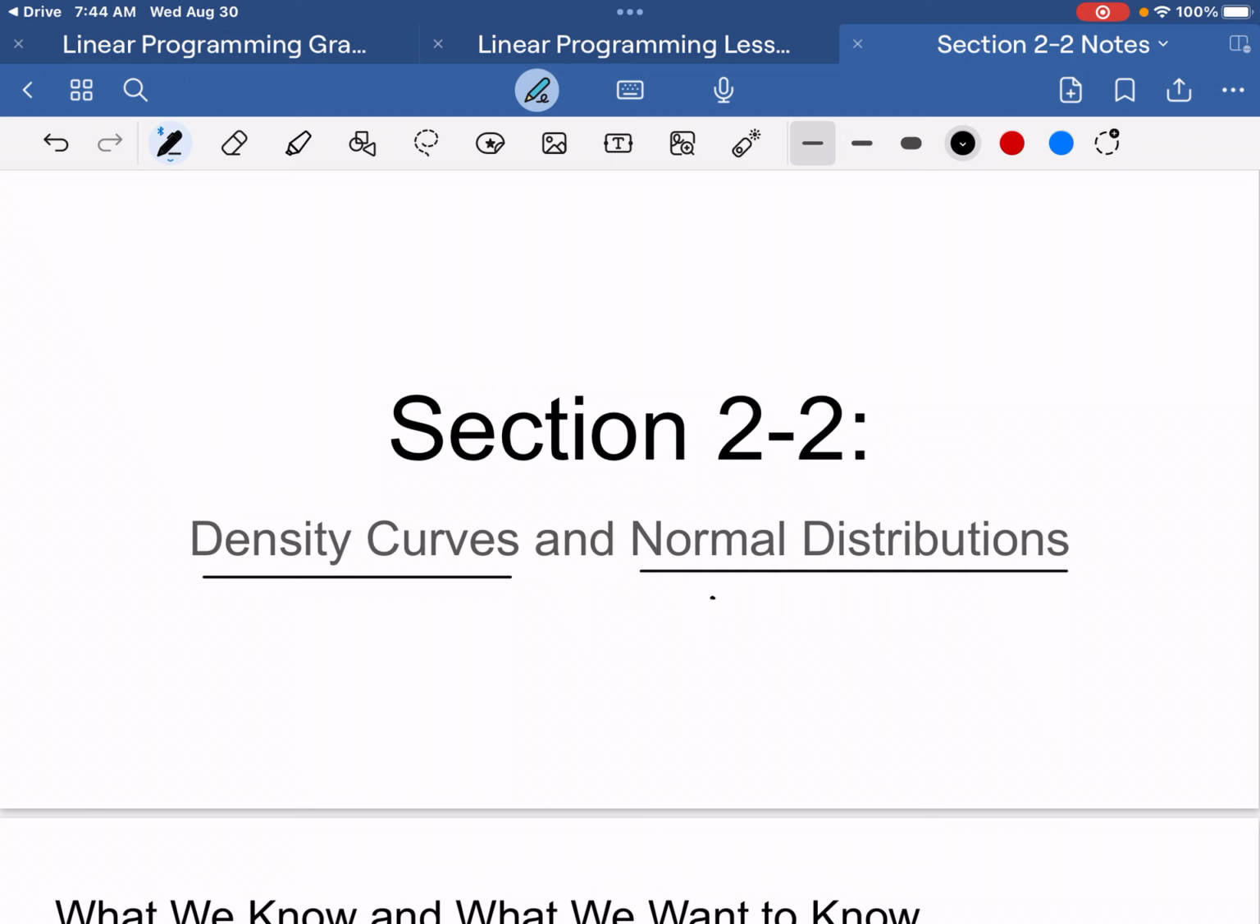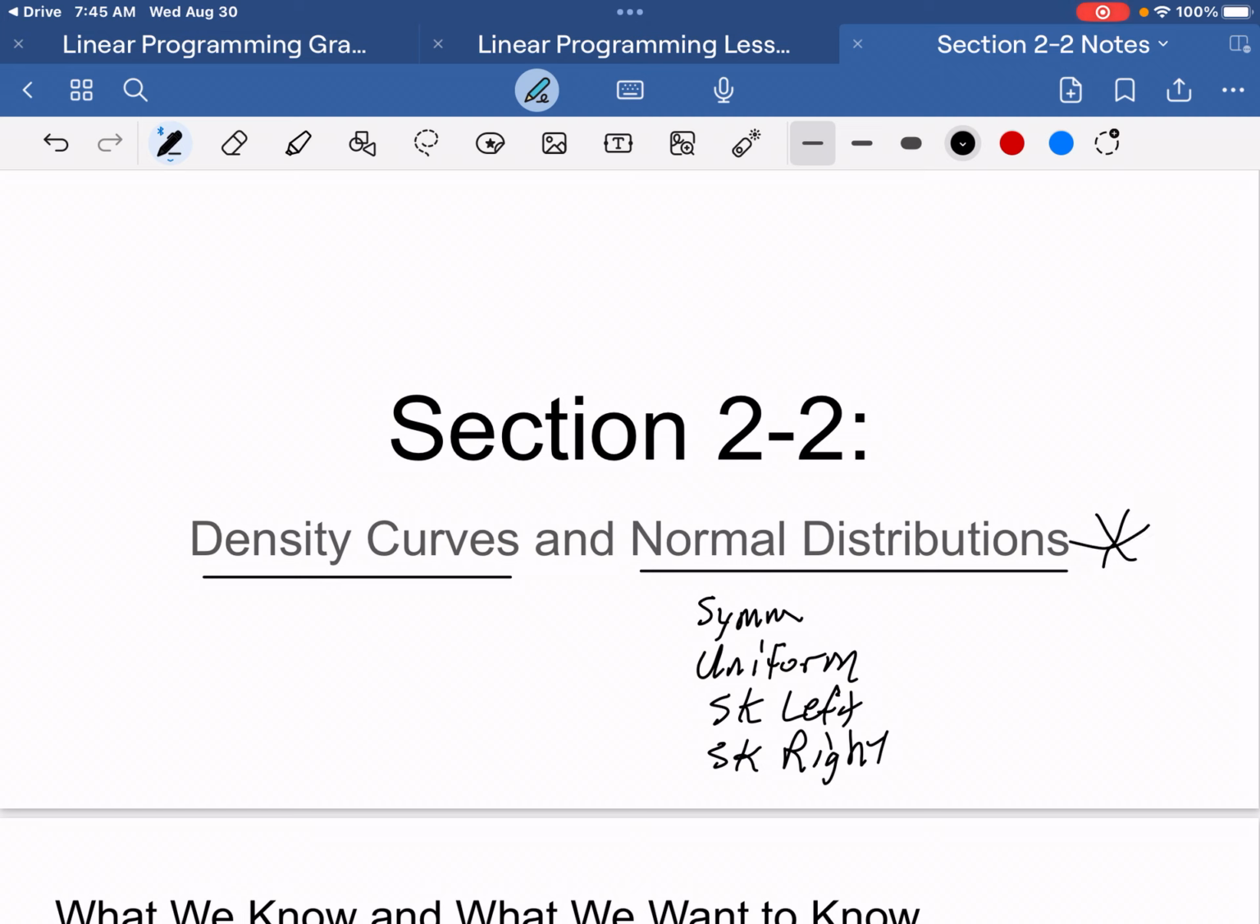Remember, right now, you know symmetric distributions, uniform distributions, skewed left, and skewed right. So it sounds like we're going to be adding on a new type of distribution, but not really. We're going to explain how normal distributions are part of the symmetric family when we get to that.